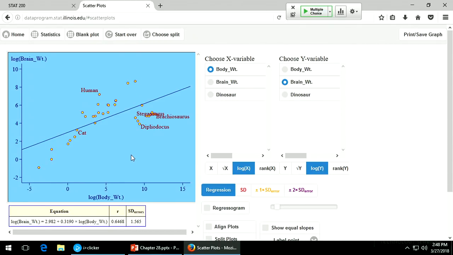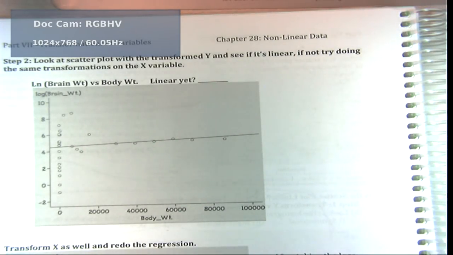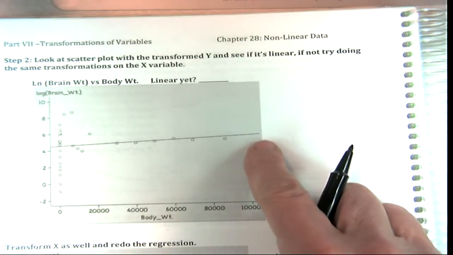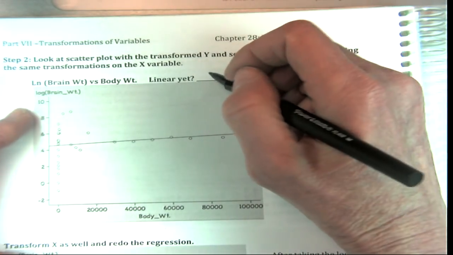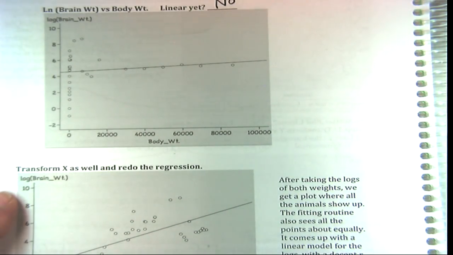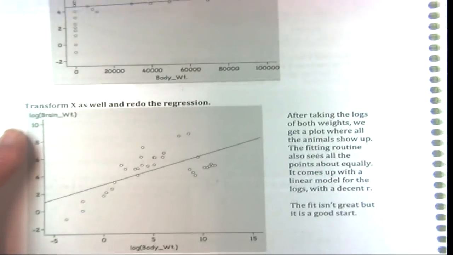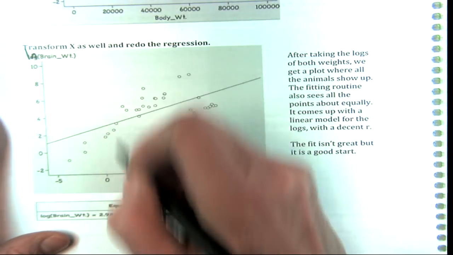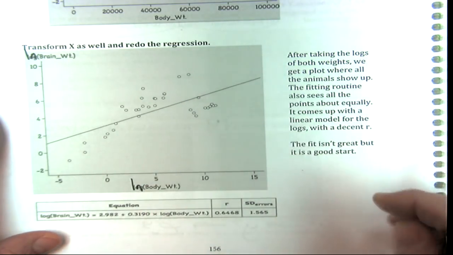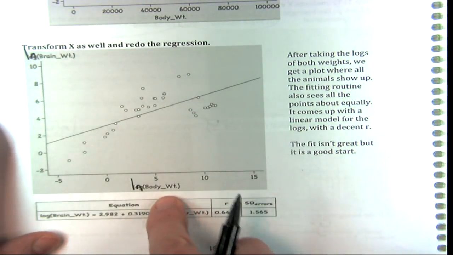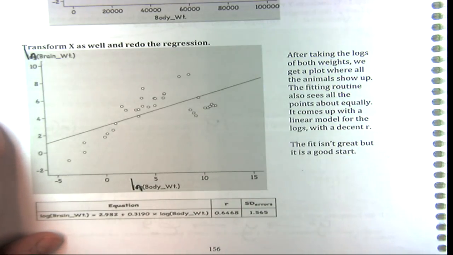All right, so let's go to the document camera now. And it says, after taking the logs, first of all, let's fill in what we have here. Was it linear when we just did the log of the brain? No. Now we did both. Now we have two logs. And by the way, we should write that these are all ln's, log base e, okay? Everything you see in the data program is log base e.